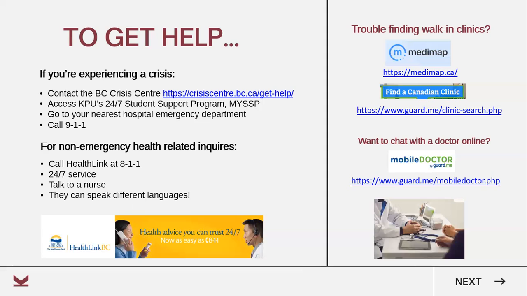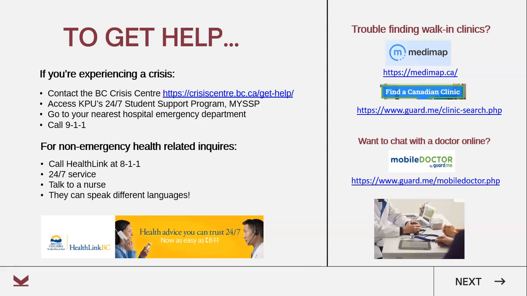For non-emergency health-related inquiries, you can call the HealthLink and it's 811. So it is, again, a 24/7 service. You get to talk to a nurse and they can speak in many, many different languages. So if you feel more comfortable in your home language, they can assist you as well. So you can just call them and ask, can I speak to somebody that speaks Chinese, for example? And they might be able to get you a person.